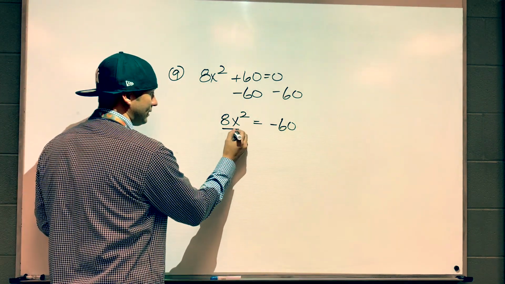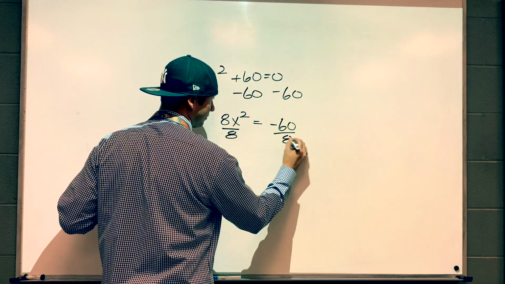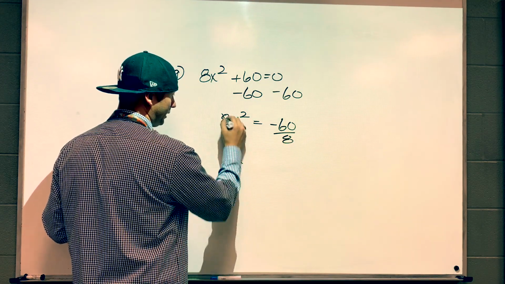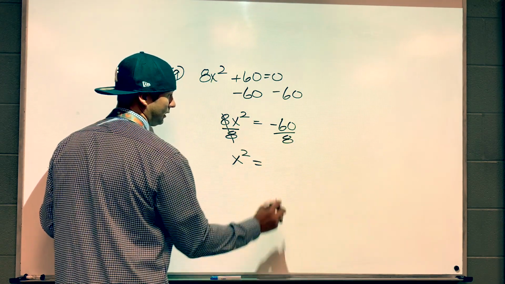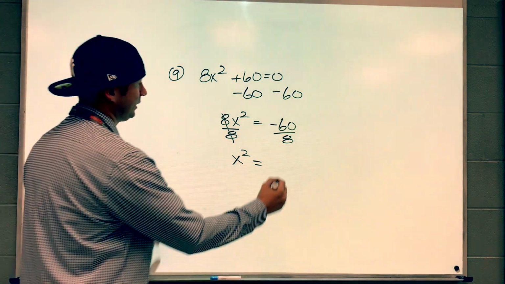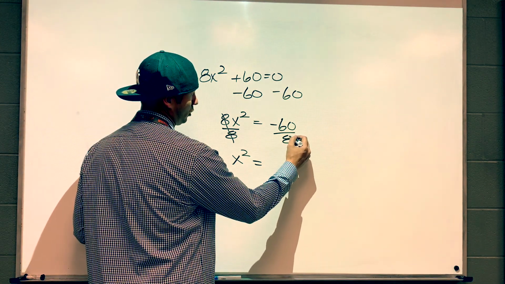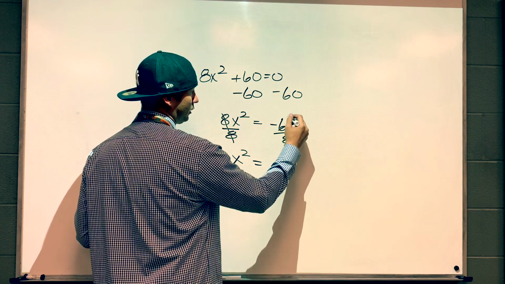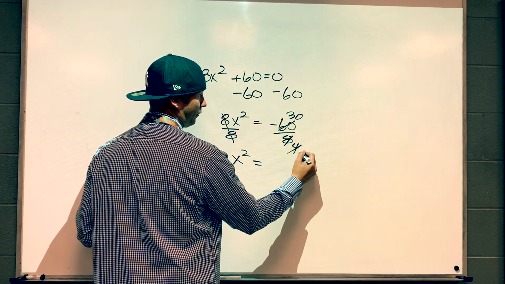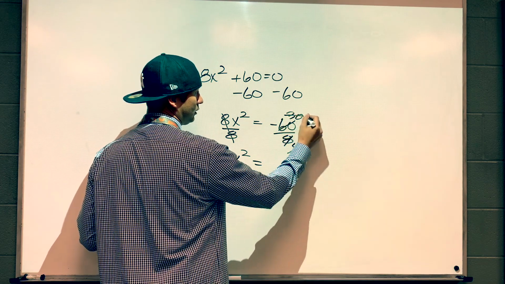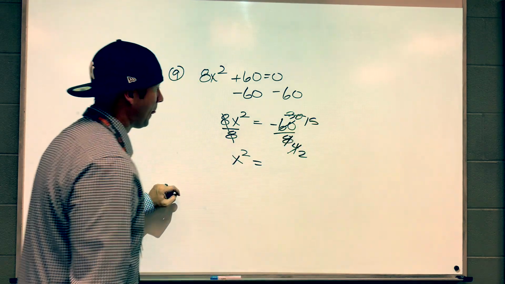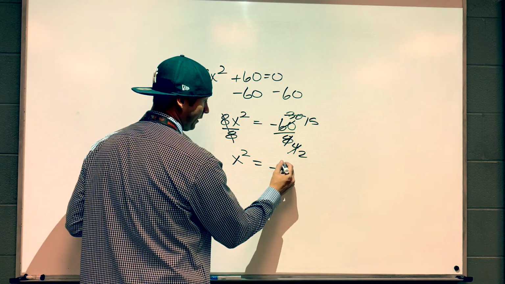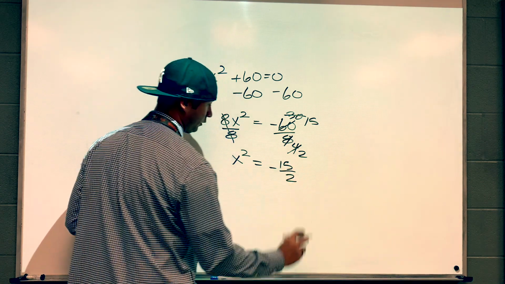Divide both sides by 8. So x squared, that cancels. So 60 divided by 8. So let's see, 2 goes into 8 4, 2 goes into 60 30, 2 goes into 4 twice, 2 goes into that 15. Okay, we got -15 over 2.